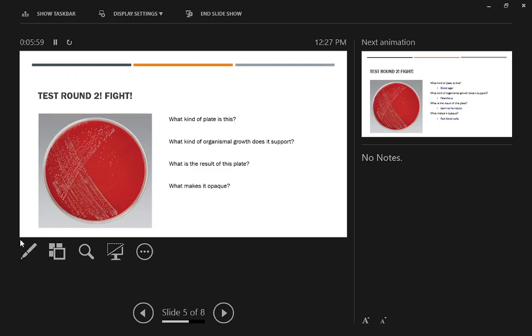Negative. Negative for what? You are right for negative. Negative for blood? Negative for hemolysis, which is also known as gamma hemolysis, because scientists hate people making sense, so they call it gamma hemolysis, even though there's no hemolysis going on.